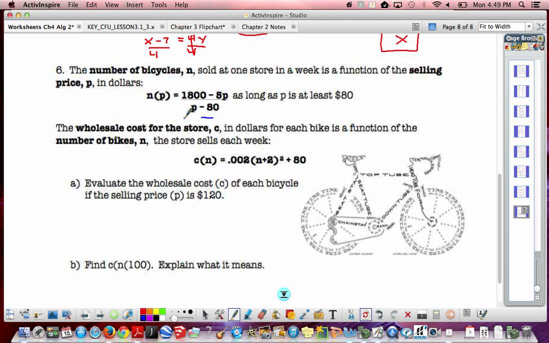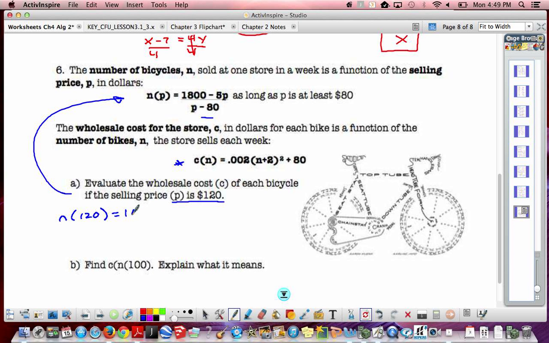So the first thing that we actually have to do is we know the price P. But P is not located in this function. P is actually in this function, and we have to plug that in to get the number of bicycles that we would sell. So we're looking at, well, what's the number of bicycles we would sell if we charged $120?